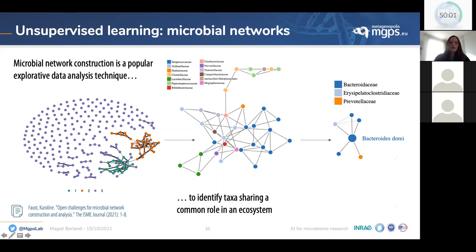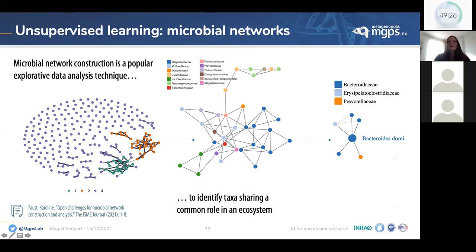You can analyze this to identify the taxa that may share a common role in the ecosystem. For example, here you have this guild zoomed, and it's all taxa that are linked with the disease. And it's also possible to zoom on some specific bacteria and see the close network of this bacteria with others. So this is a very useful way to find patterns in microbiome data.